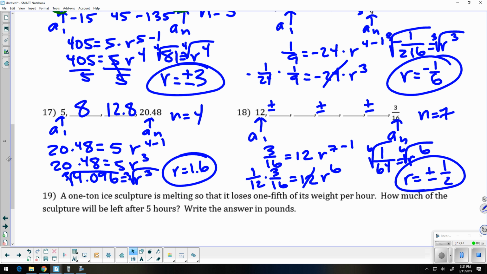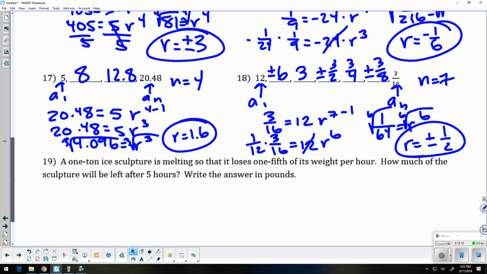So now just keep multiplying by 1/2, or dividing by 2, same thing. So 12 times 1/2, or 12 divided by 2, is 6, times 1/2 is 3, times 1/2 is 3/2, times 1/2 is 3/4, times 1/2 is 3/8, and then times that by 1/2, you end up with 3/16. Okay, so pretty cool. Geometric means.